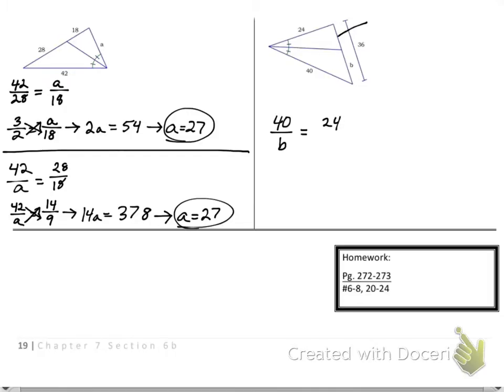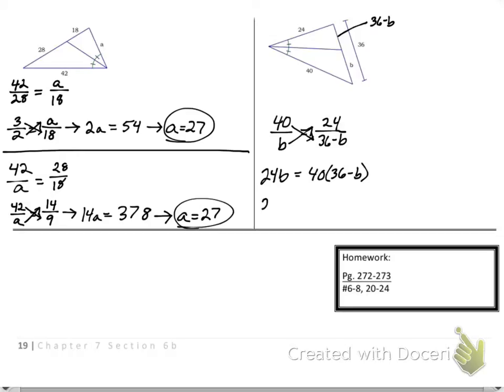What is this length here? What is that length there? Isabel? 36 minus B, yeah. So that length right there is 36 minus B. So it's just going to be a crazy large number of events happening here because we're going to do our cross multiplication and we're going to see that we're going to have 24B equals 40 times 36 minus B.